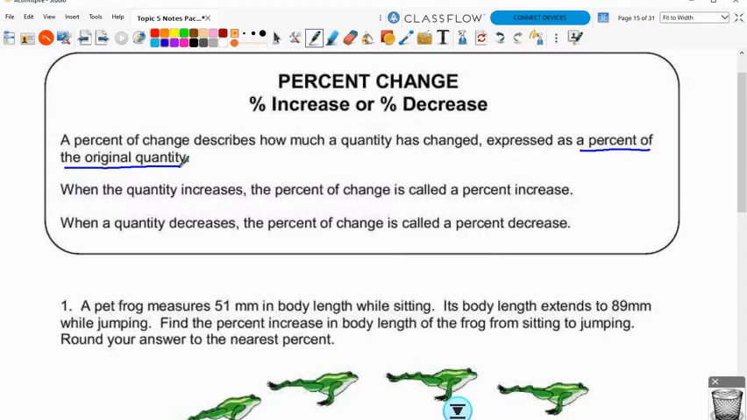When the quantity increases, the percent change is called a percent increase. And when the quantity decreases, the percent change is called a percent decrease.